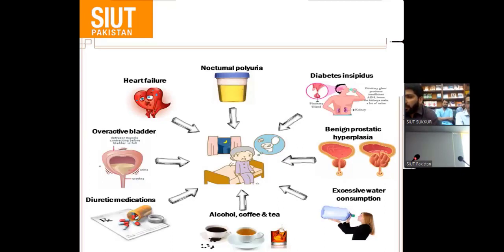Causes of polyuria: diabetes insipidus, BPH, hyperplasia, excessive water consumption, alcohol, coffee and tea, diuretic medications, overactive bladder, and heart failure.